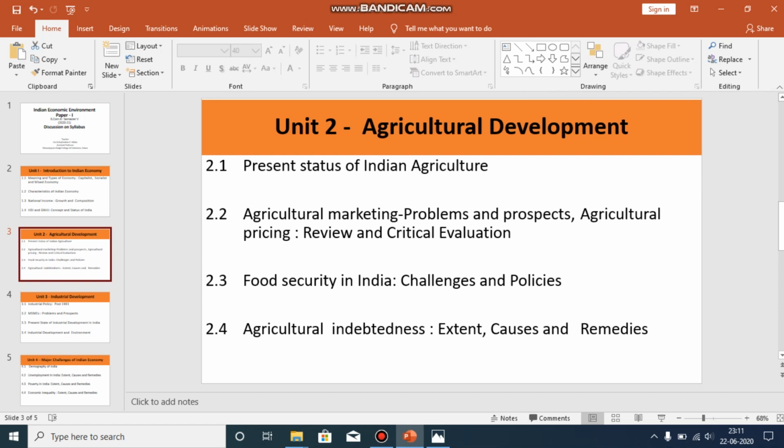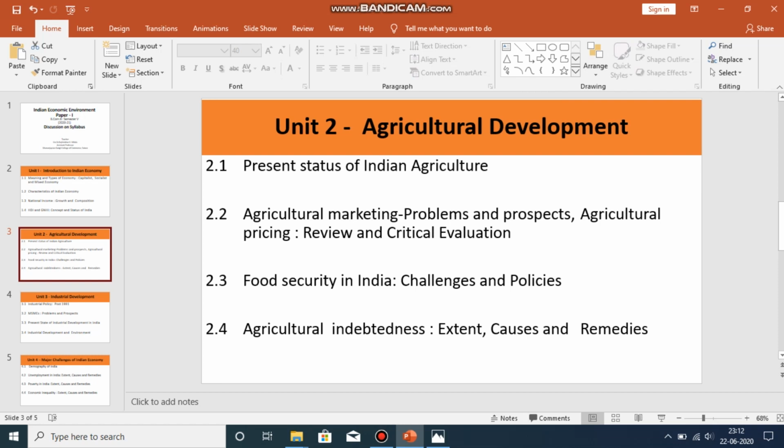At some times, during a good monsoon season, we will get ample agricultural commodities. The supply increases. In adverse natural situations, there will be a decline in production. So it depends upon nature. It depends upon the season.